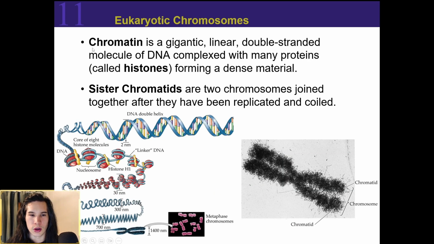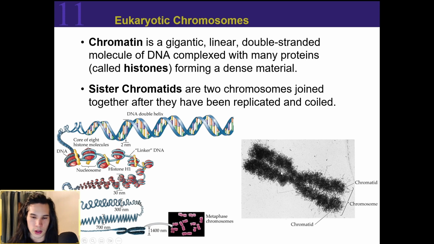All right, so again, chromatin is just going to be a gigantic linear double-stranded molecule of DNA complexed with proteins called histones. And that forms a dense material, but again, it's still kind of spaghetti-like. Now, when we eventually move into mitosis, your chromosomes are going to get into a condensed form. This is a depiction of a chromosome in metaphase of mitosis, for example, where you're going to have these sister chromatids linked together at their centromeres. Sister chromatids are two chromosomes joined together after they've been replicated and coiled.